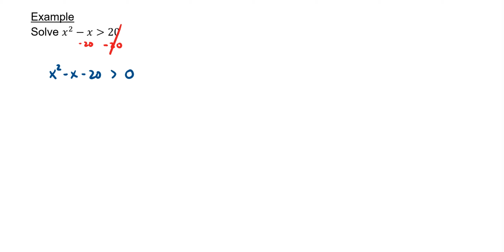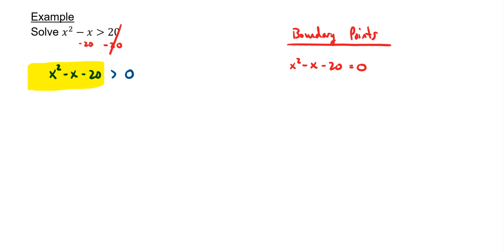And this right here on the left side, this is our function. Once we have everything on the same side and 0 on the other side, we're going to take this function. And once again, these are just x-intercepts that we're going to be finding. I'm just going to label them boundary points because we just call them boundary points. We just set this function equal to 0 and we solve for x. So we know how to solve this.